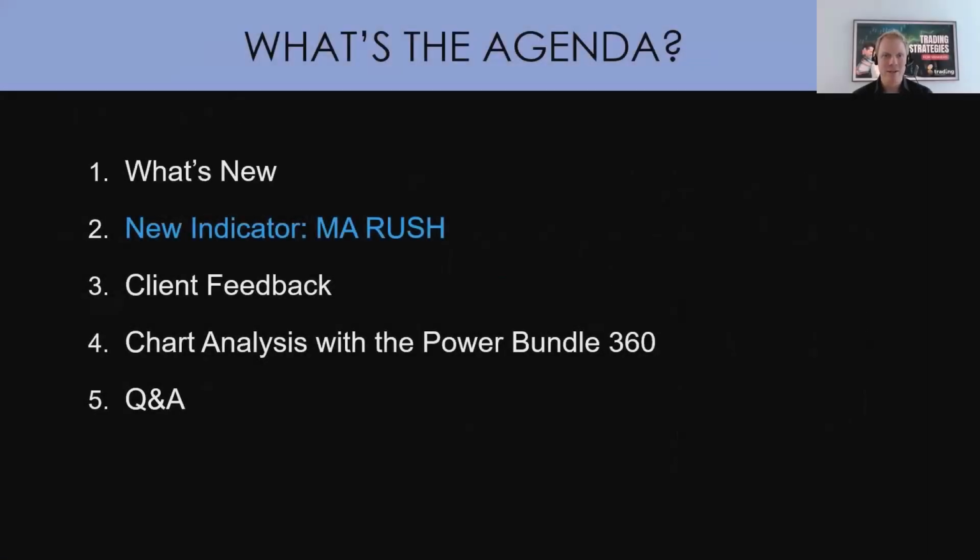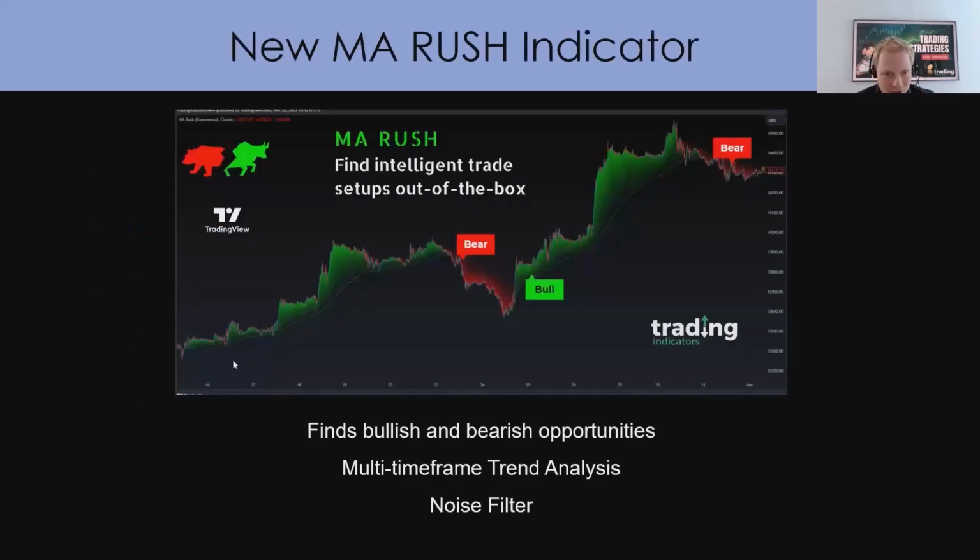We have released, about a week ago, maybe 10 days ago, a brand new indicator, which is called MA Rush. And this indicator looks as follows. It draws these beautiful colors onto your TradingView chart. Currently this indicator is available for TradingView, but soon we will also make it available for other platforms such as NinjaTrader, MotiveWave, and others.